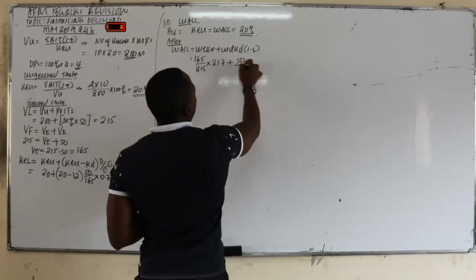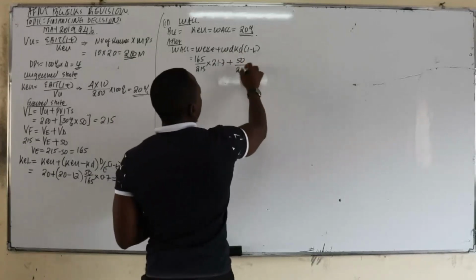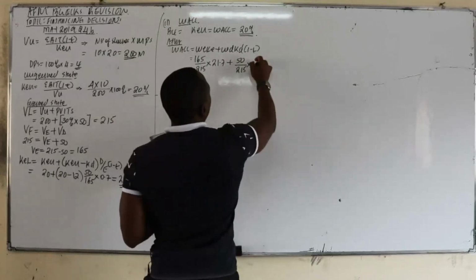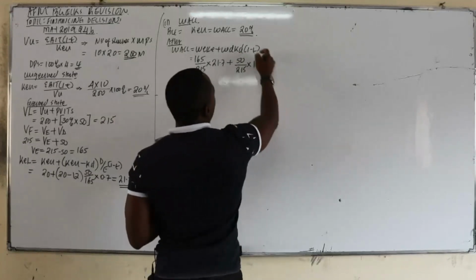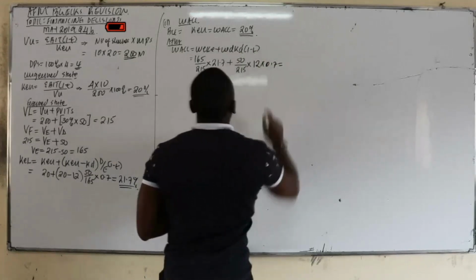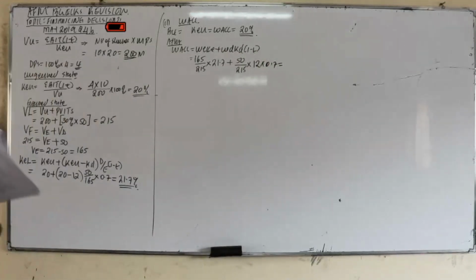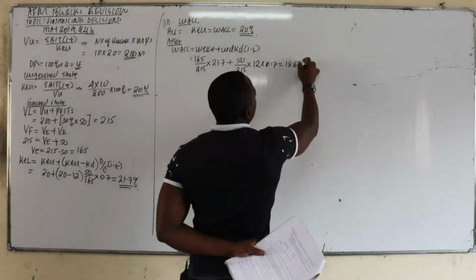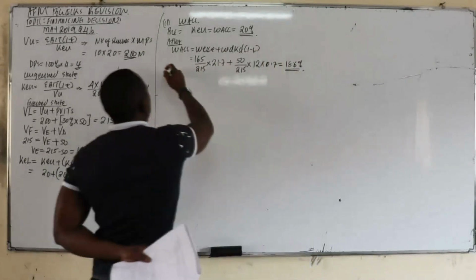Then you add the weight of the debt. Debt is 50 over the value of the firm, which is 215. Then you multiply by the cost of the debt. Note number 3: at 12% debenture, 1 minus 0.3 will be 0.7. So how much is that? You get 18.6%.